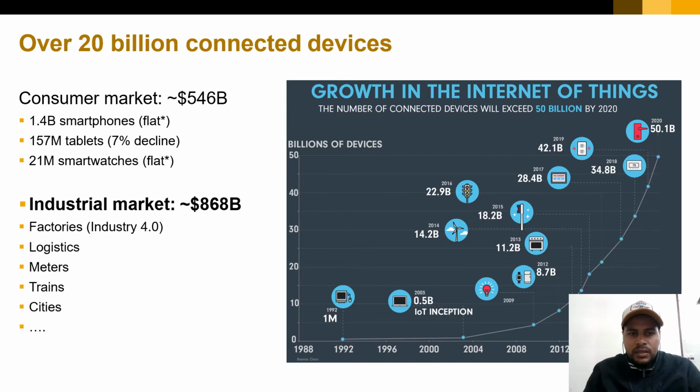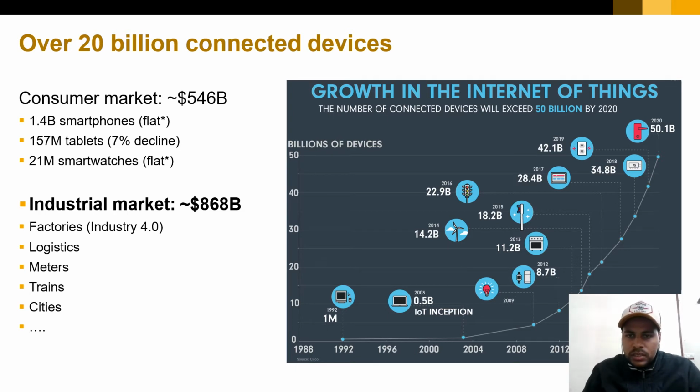We have a huge consumer market of $546 billion, and we have 1.4 billion smartphones, 157 million tablets, and 20 million smartwatches. So we have a rapidly increasing number of devices which are connected and communicating among themselves.